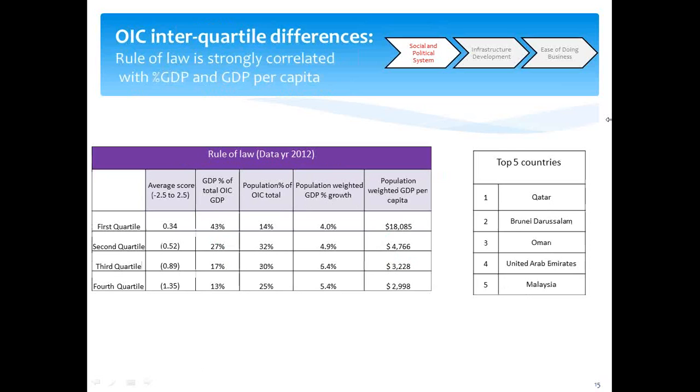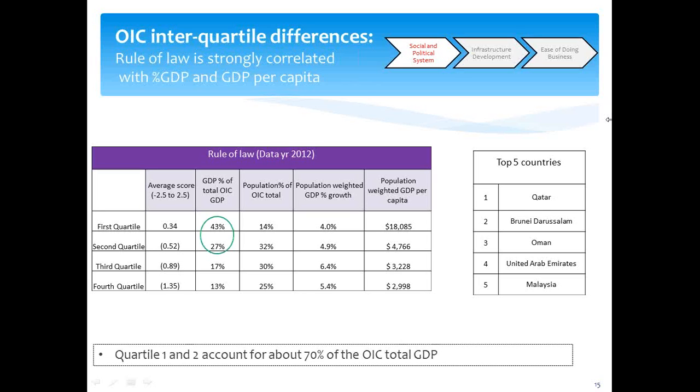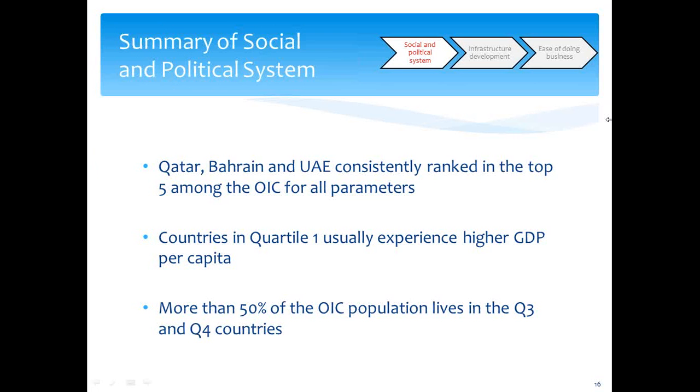So the next quartile table that we looked at was rule of law, and we find that, as before, about 70% of the GDP is coming directly from the top 2 quartiles. Similarly, we did a quartile table on social and political system, and other results can be found in the appendix.